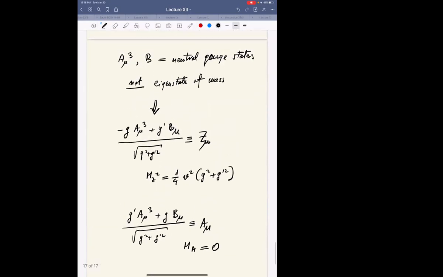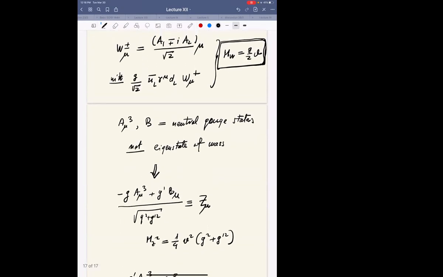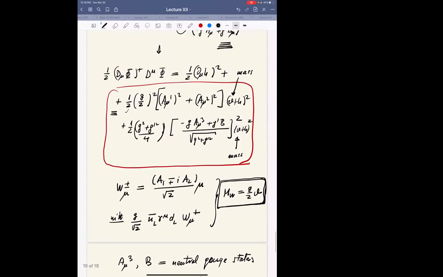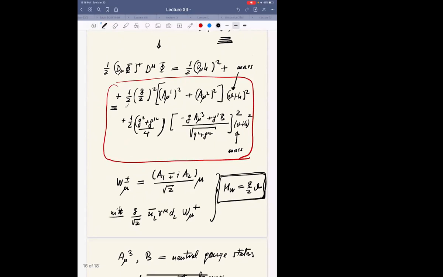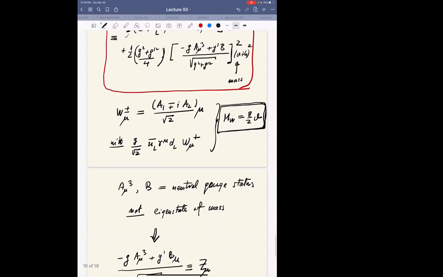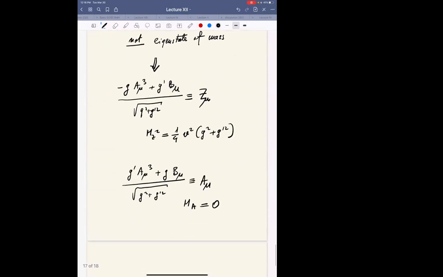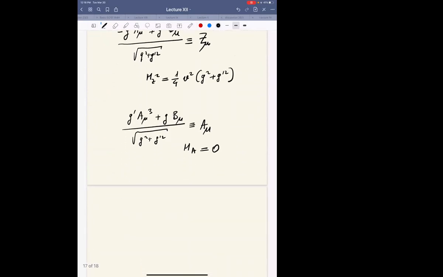I've written it in big letters to give it a sense of importance. I don't have to do anything. These are already normalized states. Out of two states, A mu 3 and B mu, one linear combination, properly normalized, is massive. Notice that this field that I called A is massless.